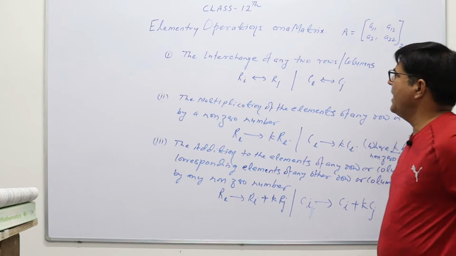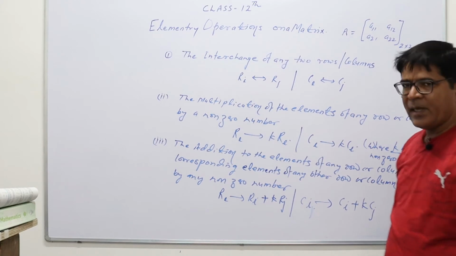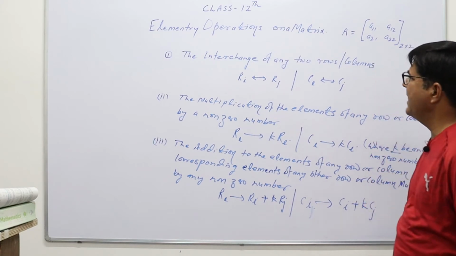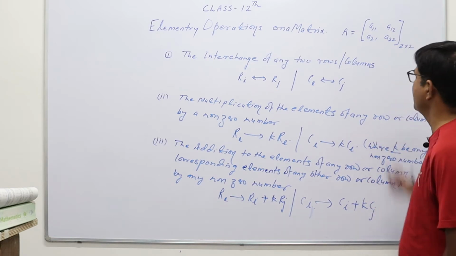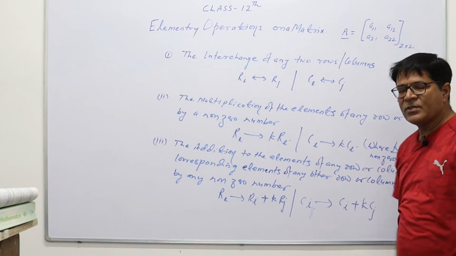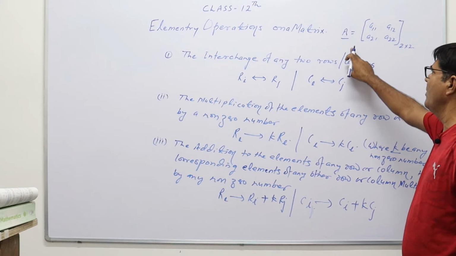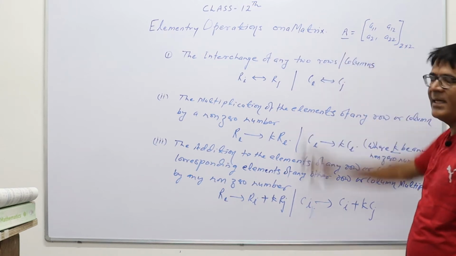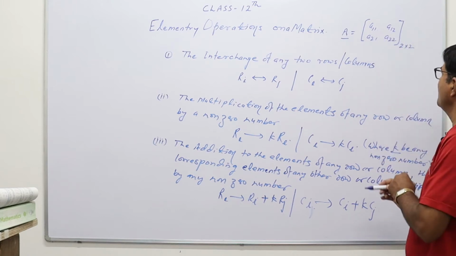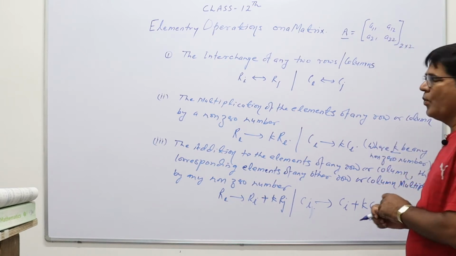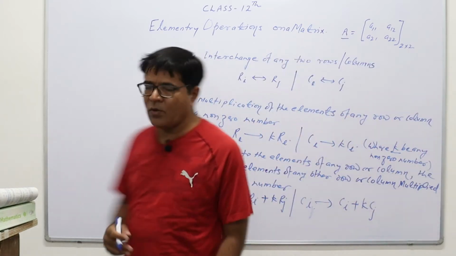Next topic, elementary operations on a matrix. In this topic, we will discuss the basic elementary operations on a given square matrix. Let A be any given square matrix of order 2 cross 2. In compact form, if we have to write any square matrix, then first row A11, A12, second row A21, A22. You can take a matrix of order 3 cross 3 also.